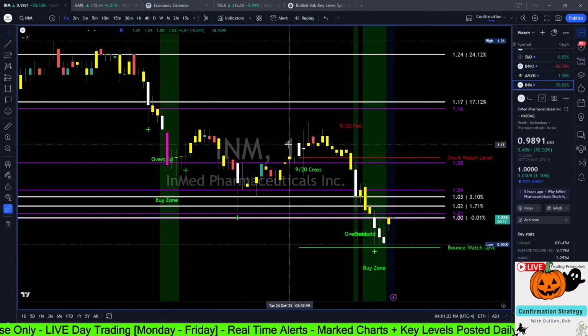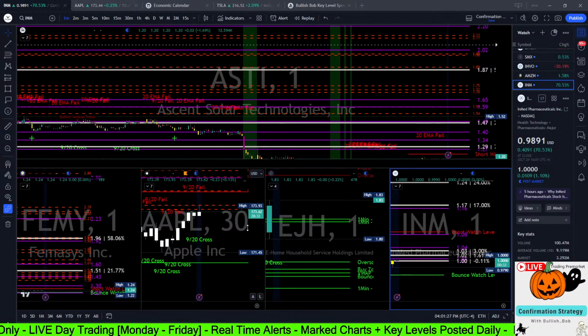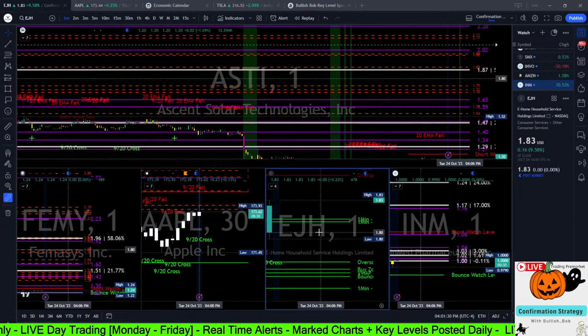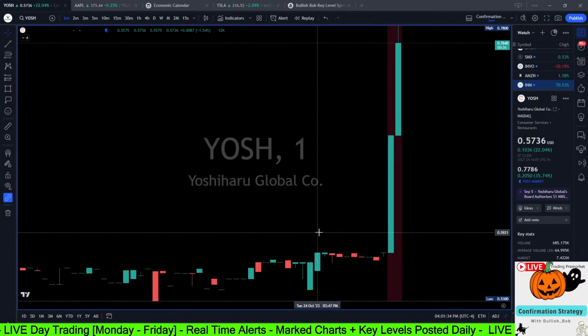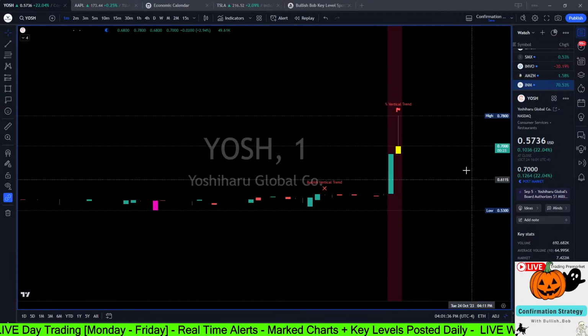I'm hearing Yosh, I believe. Is that right? Yosh? Maybe I'm hearing that wrong. Let's take a look on the key level spotter. So YOSH, Yosh, I think that's what the scanner is yelling at us. So another cheapo here moving.